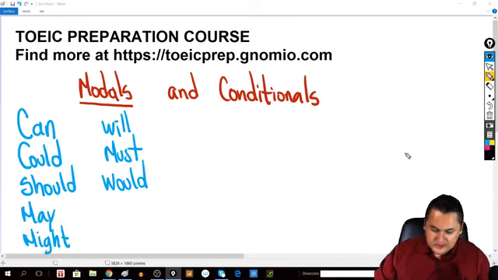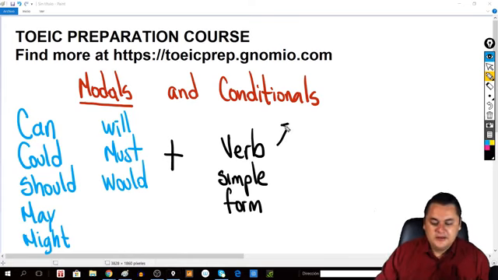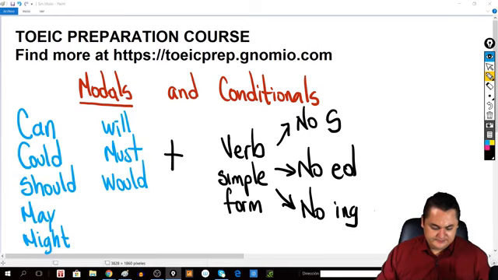And the rule for us to remember is that with modals we need a verb in its simple form, meaning a verb which does not end in s, does not end in ed, and does not end in ing.